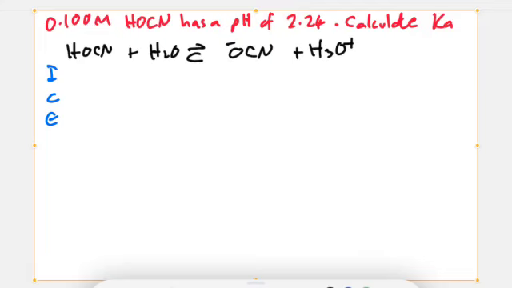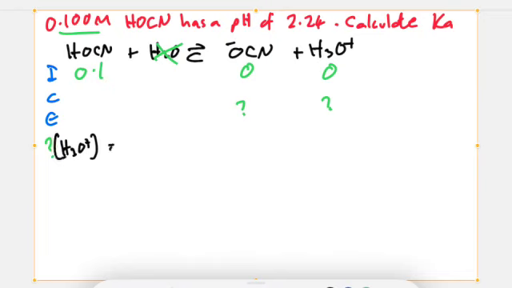I thought it would be useful if we used an ICE table this time to show you what little difference it does if we actually do use an ICE table. So let's have a look. Initial, change, equilibrium. Initial concentration of HOCN is given in the question, which is 0.1. And of course at the beginning there are no products, so that's 0 each.